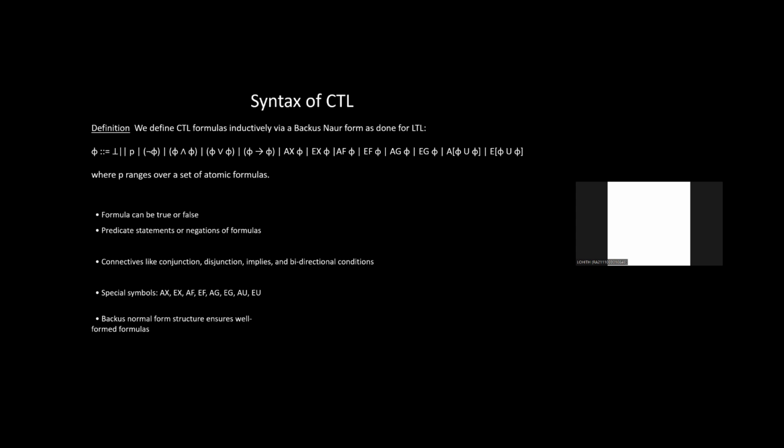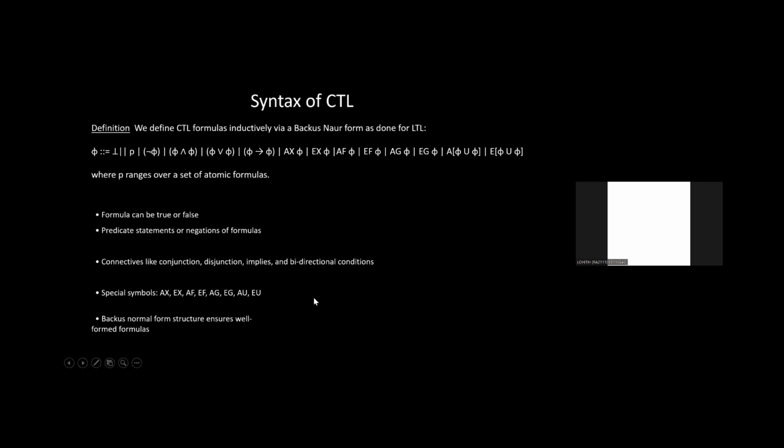Special symbols. Computational tree logic introduces special symbols to express temporal properties. These symbols include AX for all next, EX for exists next, AF for all finally, AG for all globally, EG for exists globally, AU for all until, etc.